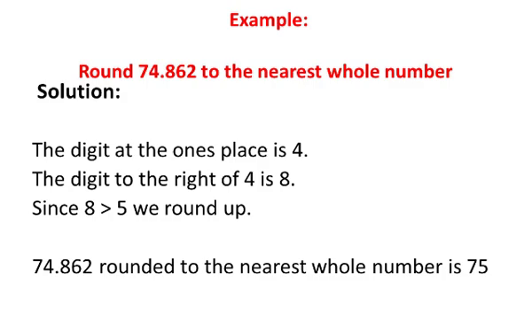I will show you some more examples. Round 74.862 to the nearest whole number. How to find the nearest whole number? The digit at the ones place is 4. The digit to the right of 4 is 8. But we know 8 is greater than 5. Since 8 is greater than 5, we round up. So 74.862 rounded to the nearest whole number is 75.